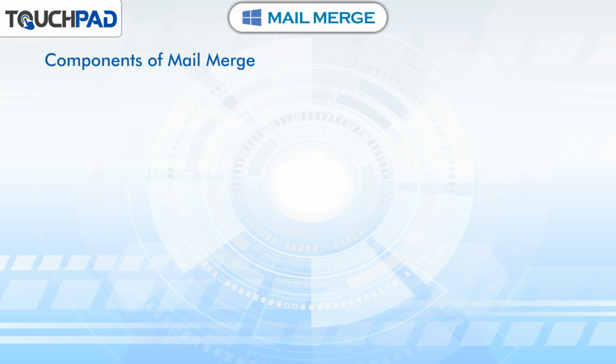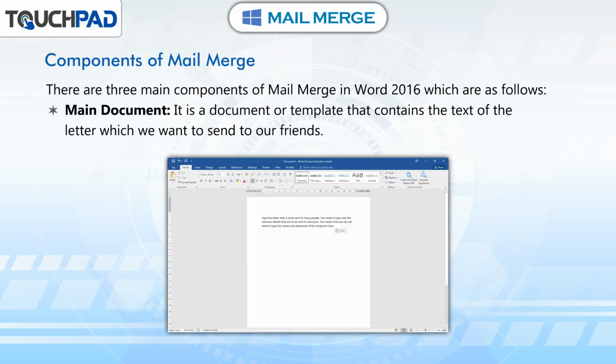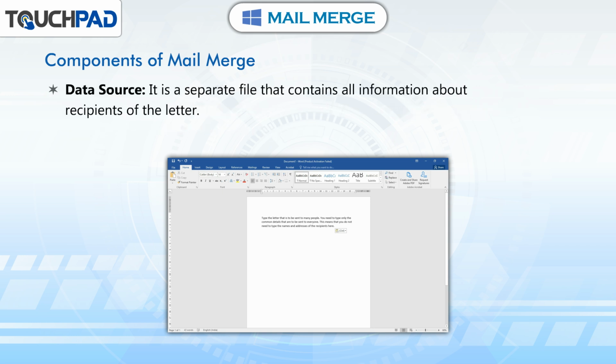Components of mail merge. There are three main components of mail merge in Word 2016, which are as follows. Main document. It is a document or template that contains the text of the letter which we want to send to our friends. Data source.